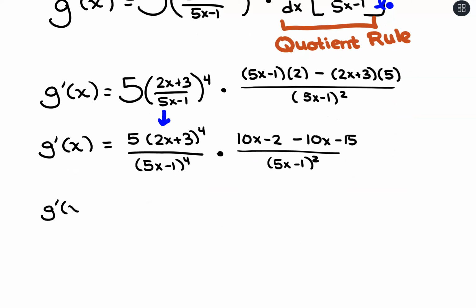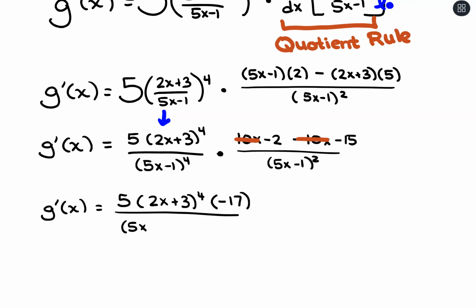Okay, more simplifying. We just keep going. So we have 5 times (2x + 3) to the 4th power. So I'm going to do a quick mental check here. So 10x - 2, and then 10x + 15, but distributing the negative. Okay, we're all good there. So 10x - 10x turns into a 0. So really we have a negative 17 multiplying on in the numerator there over (5x - 1) to the 4th power times (5x - 1) to the 2nd power.